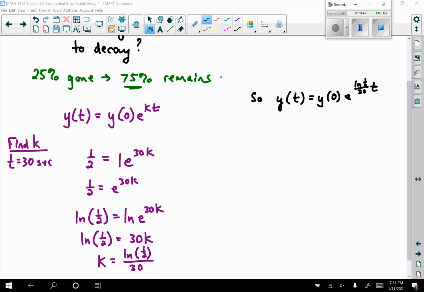All right, so now we'll substitute in the 75% here. So we could do 3/4, we could do 0.75. And then that's just going to equal 1, which we don't have to write. So e to the natural log of 1/2 over 30 times t. So the same process here. We'll take the natural log of both sides.